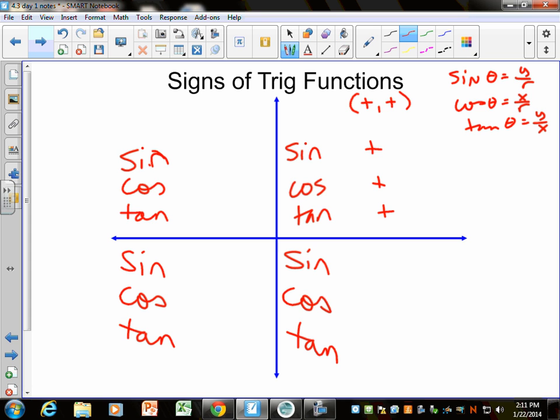So think about in quadrant 2. First of all, what's the ordered pair? Is x positive or negative in quadrant 2? Negative, and y is? So think about sine. Sine is y. So in quadrant 2, is sine positive or negative?